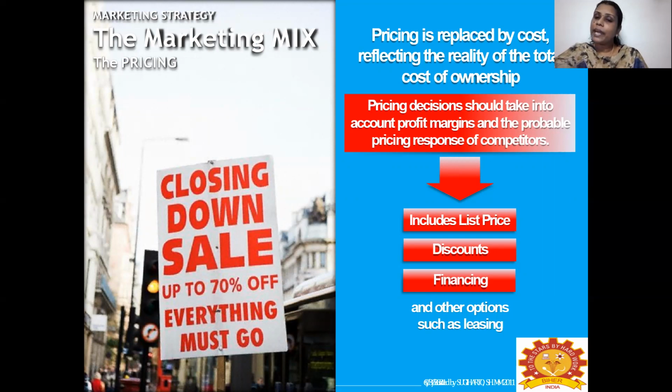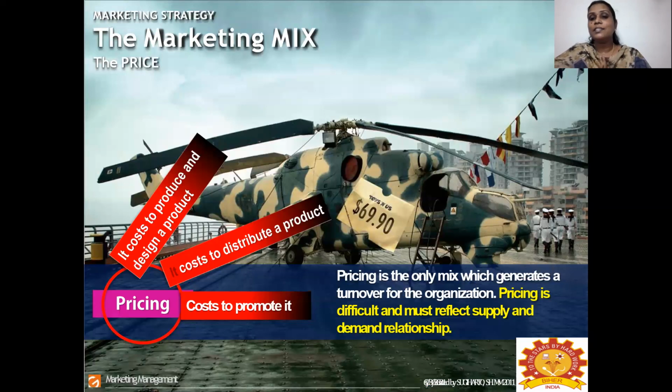So there are many pricing strategies that are followed in order to fix the right type of price for the right type of products, and it includes list price, the discounts, the financing, and other options also. Okay, so the price is the only mix which generates turnover for the organization, as I told you, and pricing is very difficult. It must reflect both the macroeconomic and microeconomic factors of the supply and demand relationship.